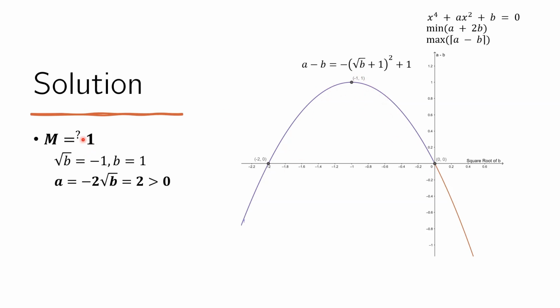However, if it were 1, then the square root of b will be negative 1, this bit here. And so the value of b would be positive 1. And our a here is equal to the negative of 2 times the square root of b, which is negative 1. And so we get 2, which is greater than 0. However, we have established that a must be negative, must be less than 0.